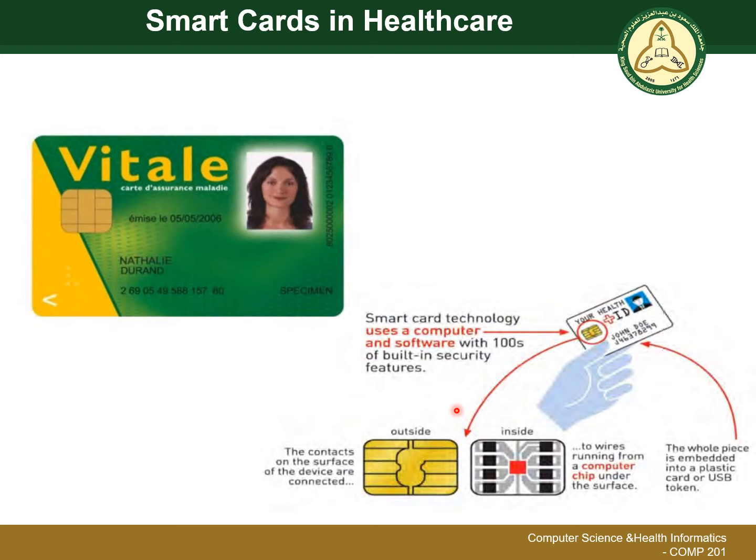Many smart cards include a pattern of metal contacts to electrically connect the internal chip with the card reader. And a smart card can provide personal identification, authentication, data storage, and application processing. So the whole piece of the IC will be embedded into a plastic card or USB token. And smart card technology uses a computer and software with hundreds of built-in security features, so it can protect the information.